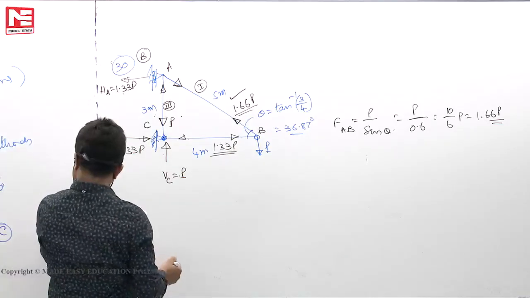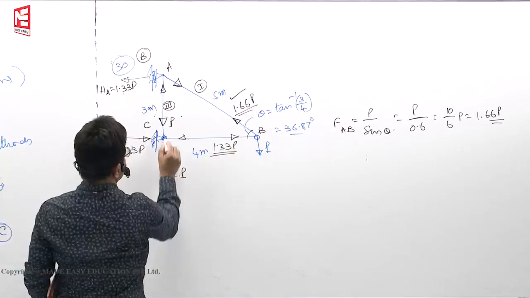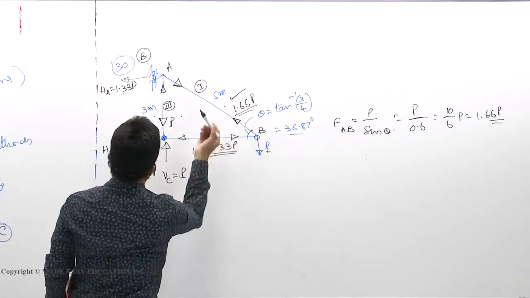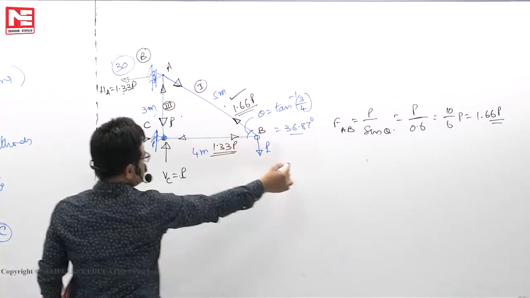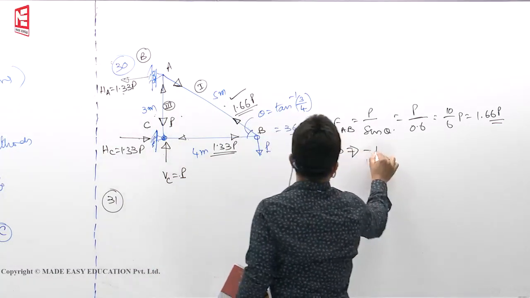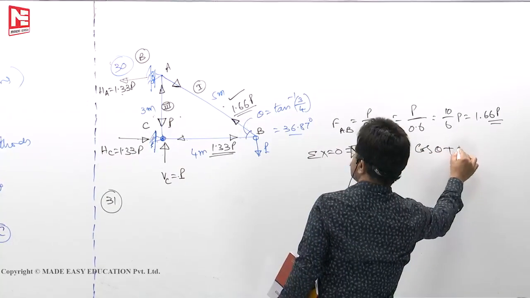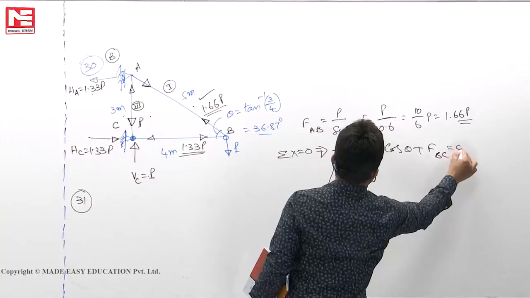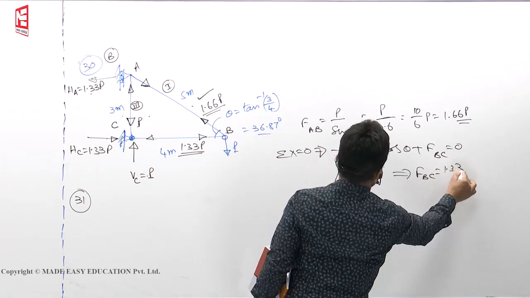So correct option is C, B, because 2 points we found. This and this, once you find it, other things are not required first of all. Otherwise sigma x 0 you can write. If you write sigma x 0, minus 1.66P cos theta plus force in the member BC is equal to 0. You will get force in the member BC 1.33P.